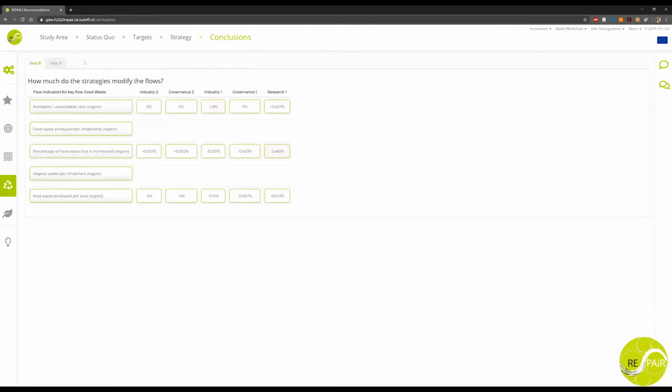And finally, the GDSE also shows a comparison of the effects of the strategies on the existing flows of waste. For example, the BioBean solution might have an impact on the flows of coffee grounds in the form of a decrease by a certain percentage of this flow.